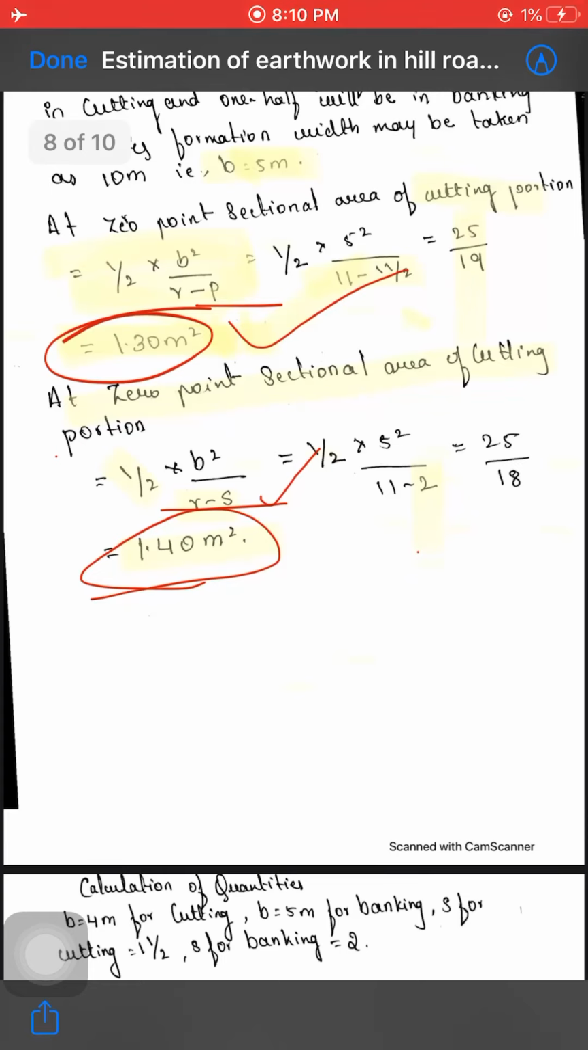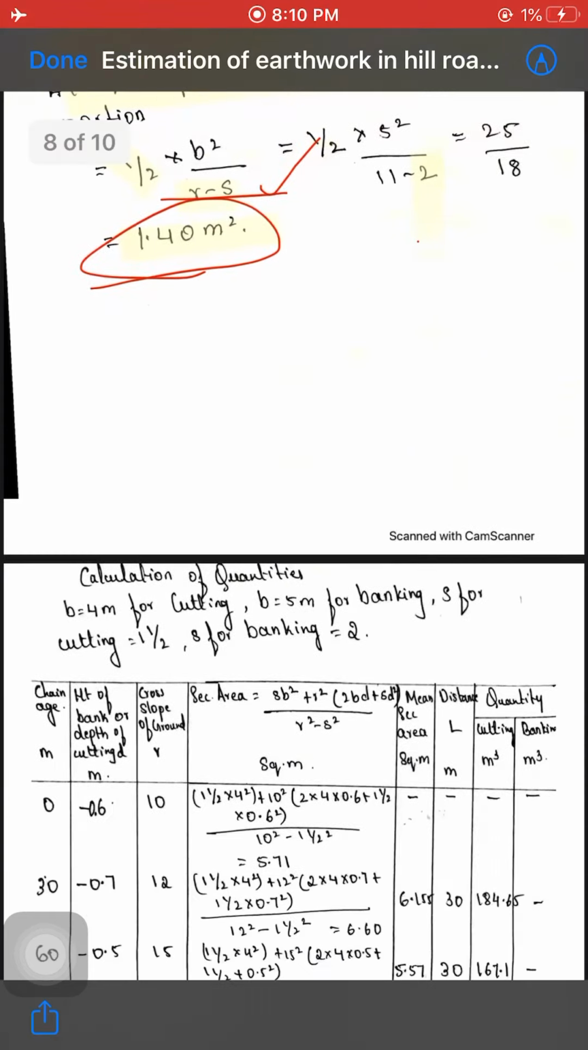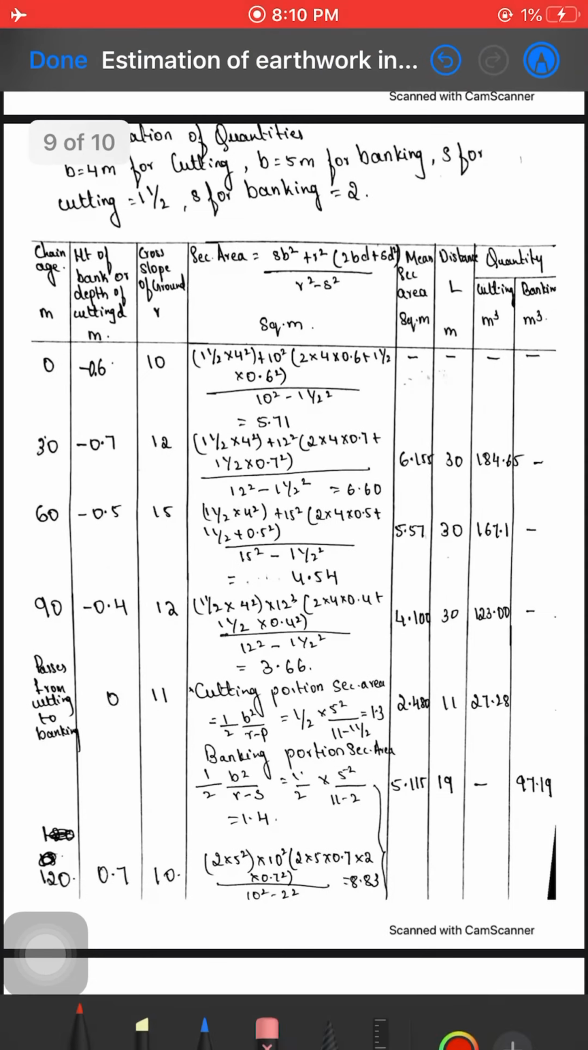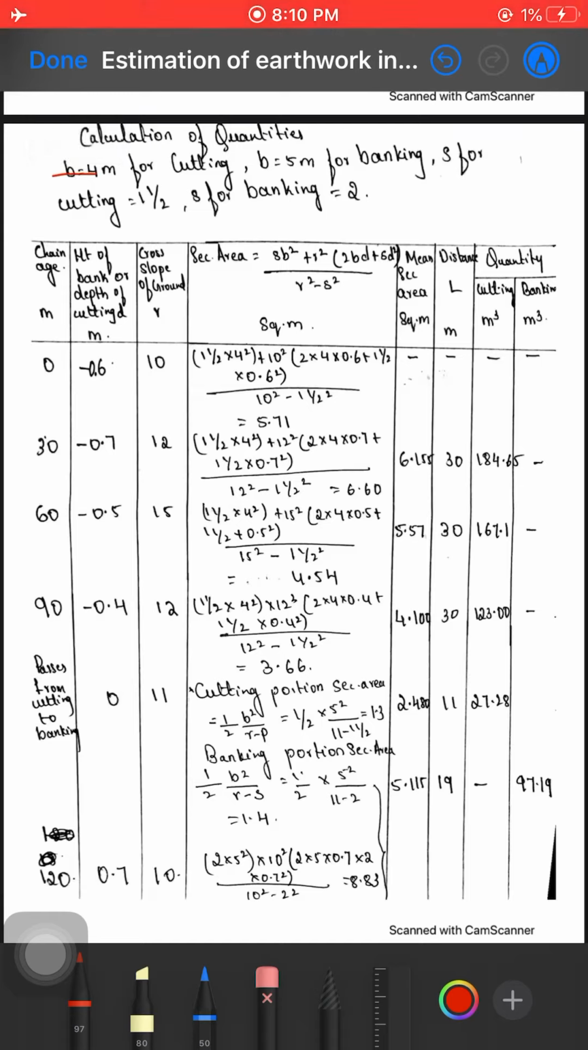So after calculating this, similarly like we have done for the previous problem, you need to prepare a measurement sheet for the calculation of quantities. Now this is the measurement sheet where you have small b equal to 4 meters for cutting, and b equal to 5 meters for banking. Yes, for cutting as 1.5, and yes for banking as 2. Here there is no constant cross slope, so cross slope is varying. Okay, so there will be a separate column for cross slope.